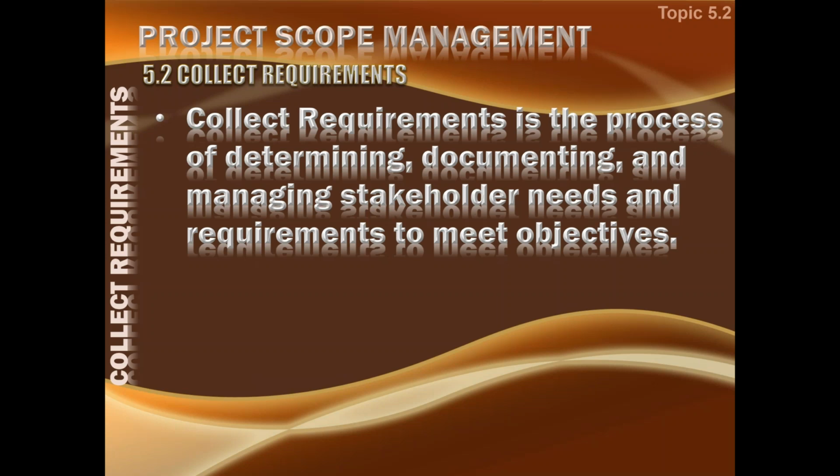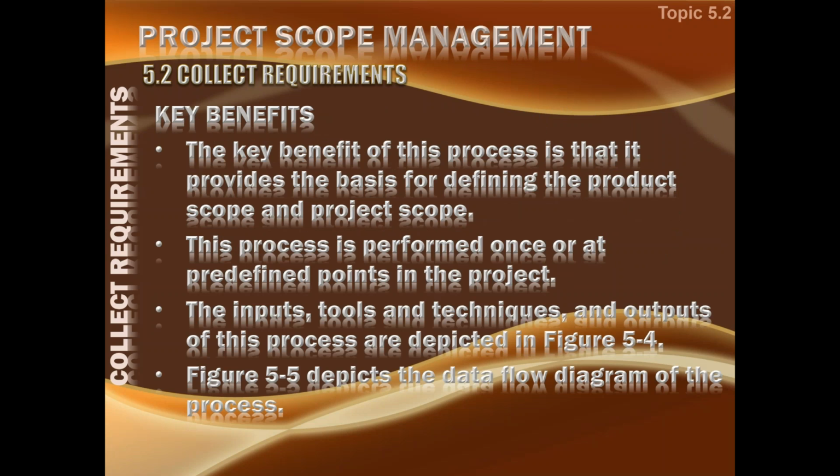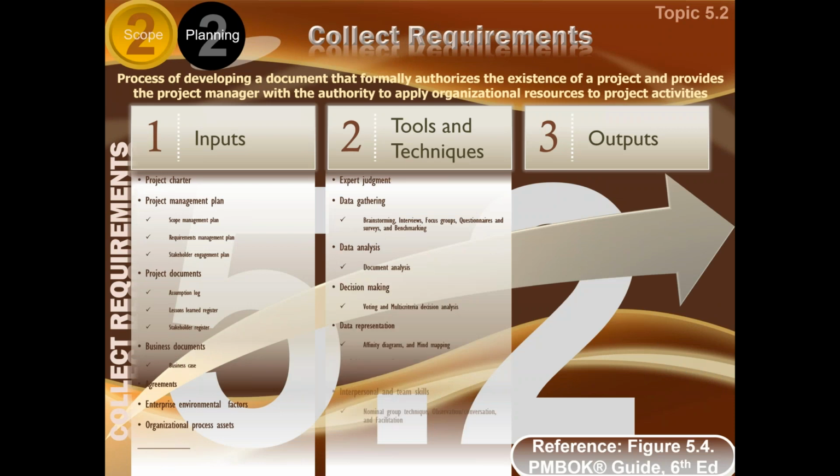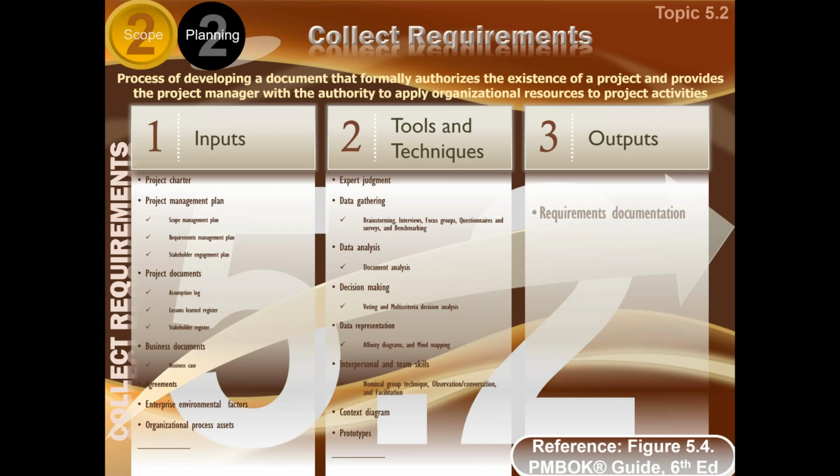Collect requirements is the process of determining, documenting, and managing stakeholder needs and requirements to meet the project objectives. The key benefit is that it provides the basis for defining the product scope and project scope, because based on these requirements, the product scope will be established, and based on the product scope, the project scope will be established. This process is performed once or at predefined times, naturally in a predictive life cycle, and the inputs, tools, and techniques for collect requirements are shown here. Although they are very small, so you have to slightly pay attention here, or you can look at it on your PMBOK. Okay. So the input is the charter.